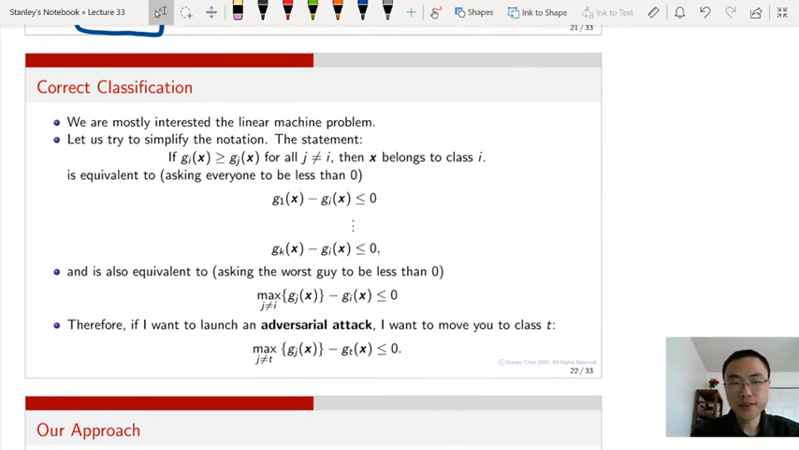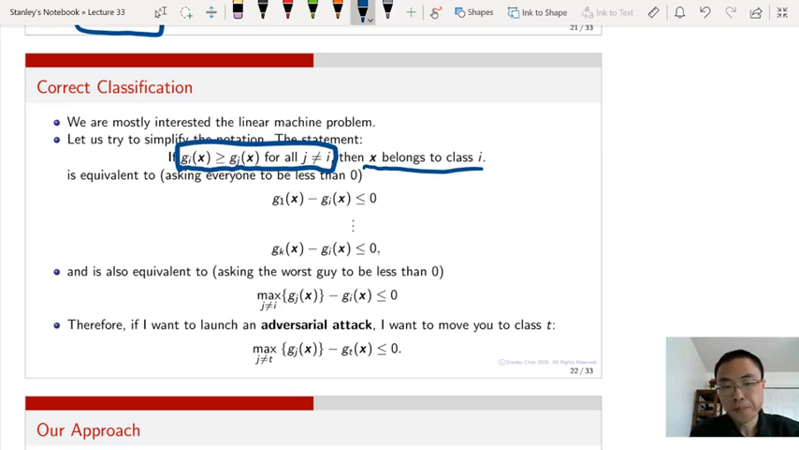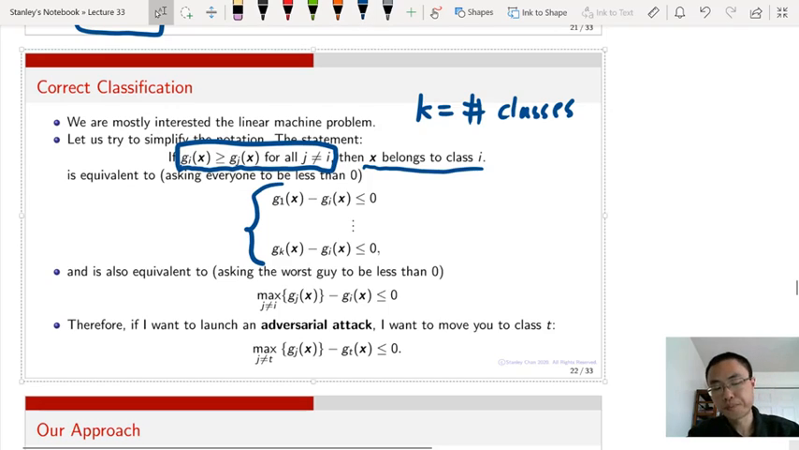In this linear machine classification, look at this equation again: it says that gi has to be bigger than gj for all j that is not the same as i. If this happens, then we say that x belongs to class i. Now, if you write all these equations out, how many equations do I have? I have k equations, where k is the number of classes. You will have a set of equations like these.